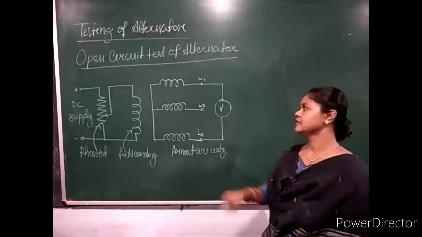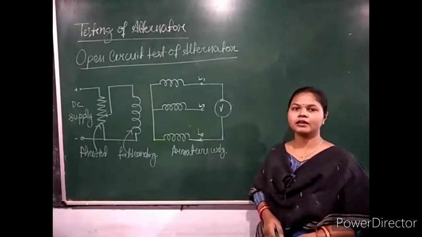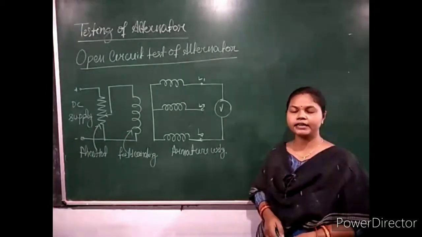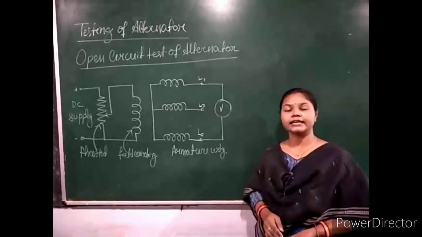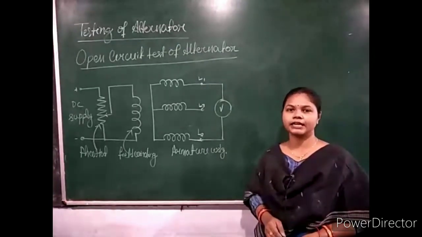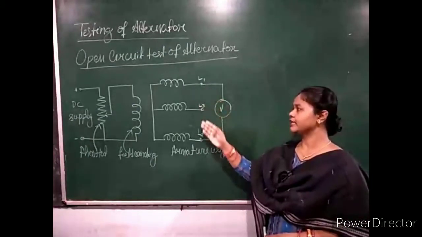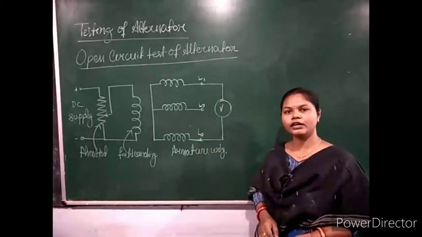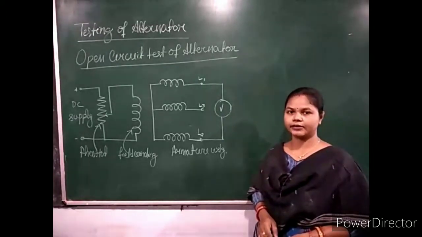As the armature circuit is open and no load is connected across the armature winding, the EMF induced in the alternator between any two terminals is equal to the terminal voltage of the alternator.